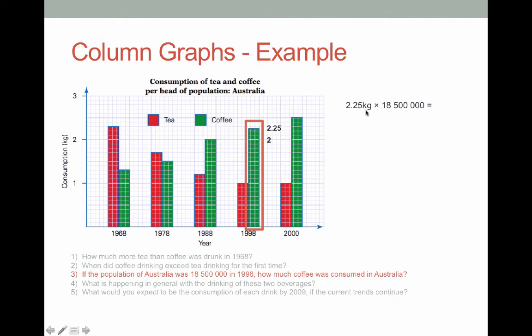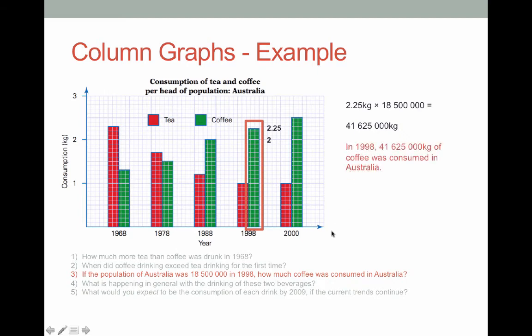So 2.25 kilograms times the 18,500,000 people, that's 41,625,000 kilograms of coffee that was drunk. Now, we're not saying that everybody in Australia drank 2.25 kilograms of coffee. There are non-coffee drinkers out there. There are also little babies that may not drink coffee at all, or the very elderly perhaps may not drink any coffee. So this is actually an average of the total amount drunk in Australia.